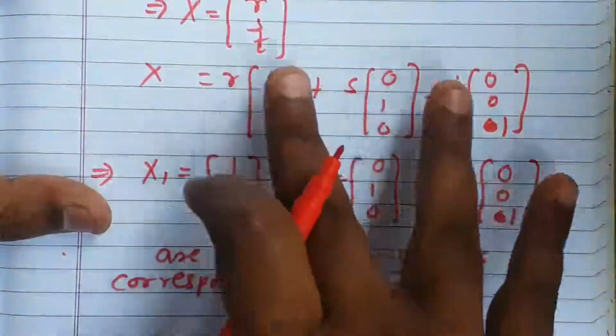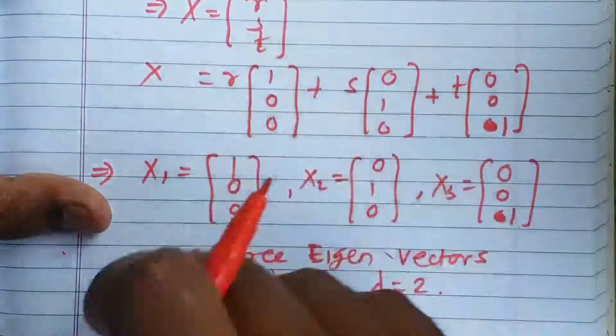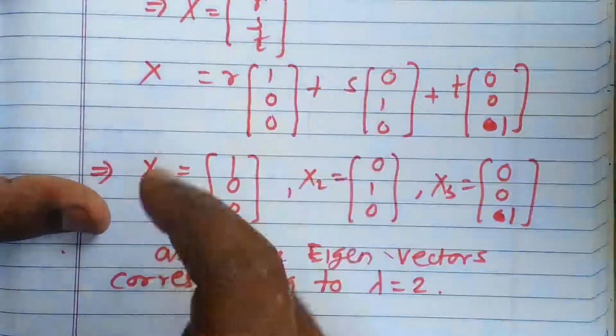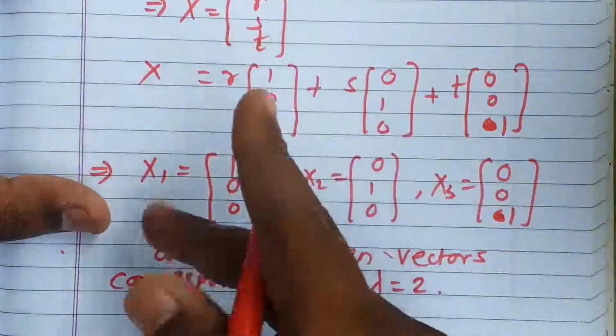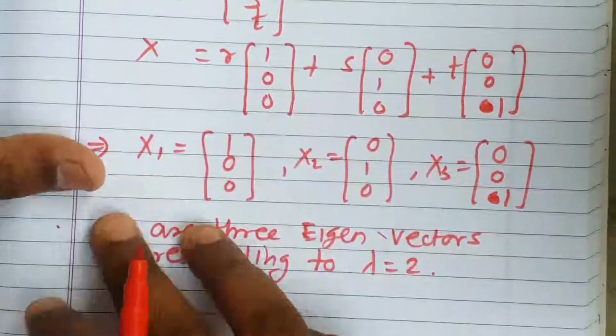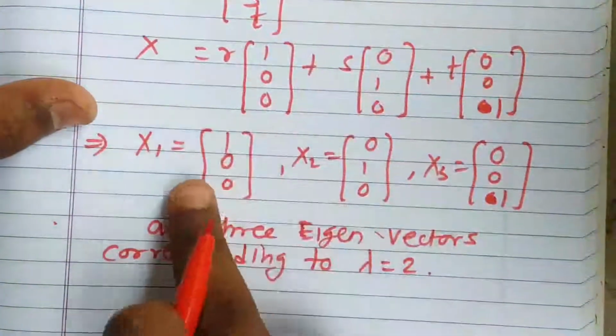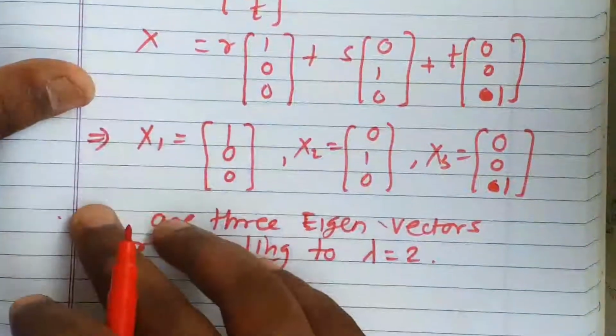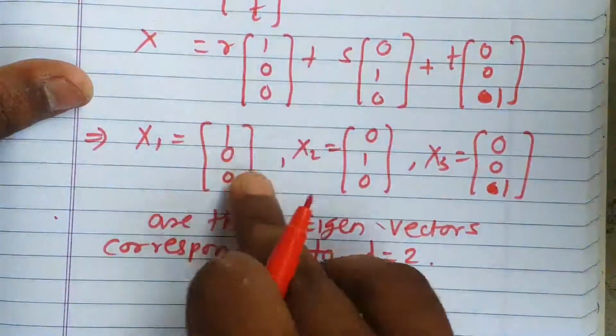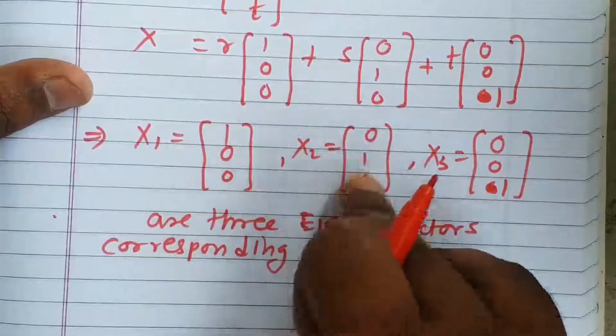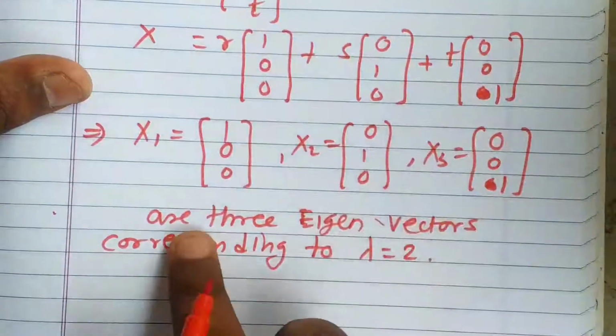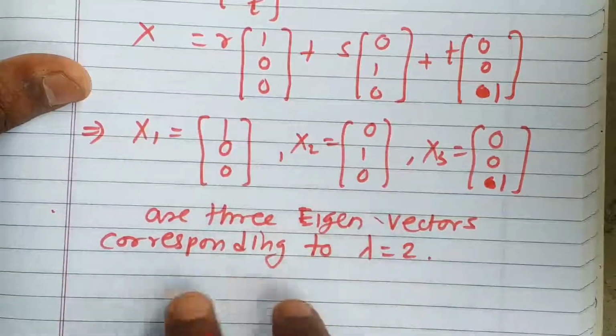Now, as 3 parameters we have selected, we will get 3 vectors from that. If you select 2 parameters, we will get 2 vectors. If you select 1 parameter, you will get only 1 vector. As 3 parameters, we have obtained 3 vectors for the one eigenvalue which is repeated. The first vector is 1 0 0, the second vector x2 is 0 1 0, and the third vector is 0 0 1. These are the 3 eigenvectors corresponding to lambda equal to 2.